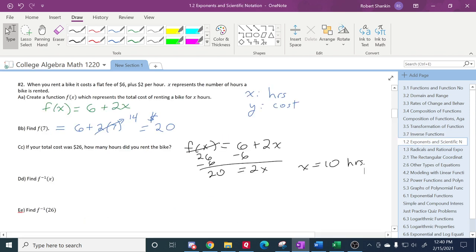So there's a plus 6 and there's a multiply by 2. My f inverse of x, two ideas come to my mind.